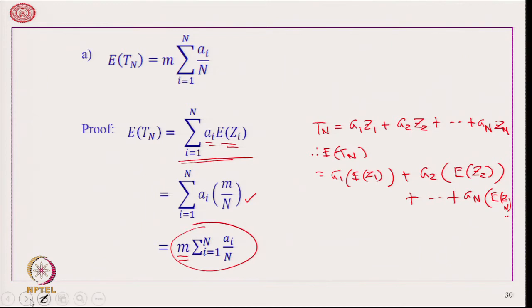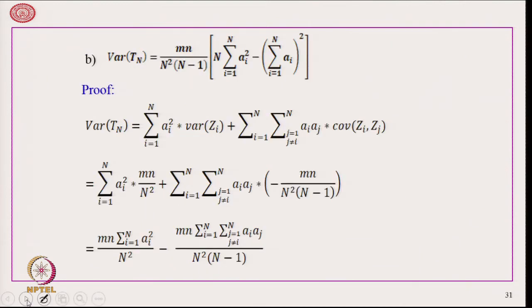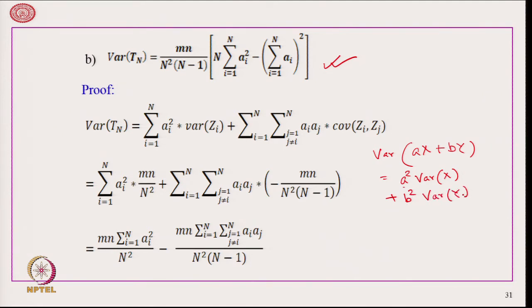If we take m upon N out of the summation, we get the result. It is a very straightforward thing, but what about the variance? How do we show that the variance of T_n is equal to this complicated quantity? So, let us start. We know that the variance of ax plus by is equal to a squared times the variance of x plus b squared times the variance of y plus 2ab times the covariance of x and y.